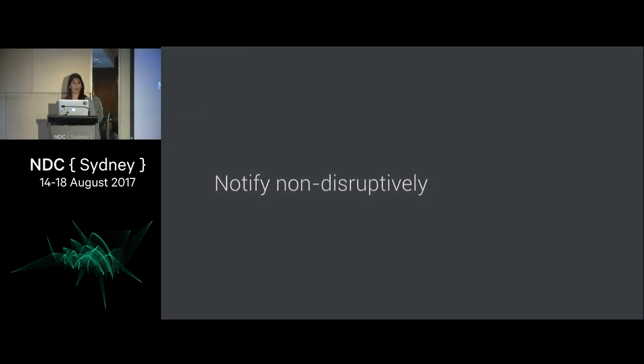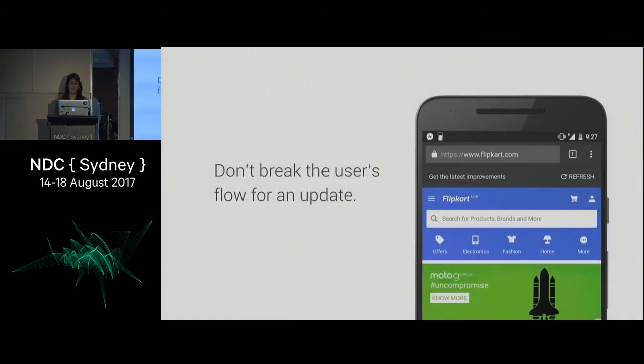Notifications are also a great way to re-engage the user back to the app because of service workers. First, don't break the user's flow for an update. If you have an update, don't show a push notification for it. What you can do is show a snack bar, for example, on the top: get the latest improvements, just tap to refresh. This is a nicer way that doesn't disrupt the user's experience.